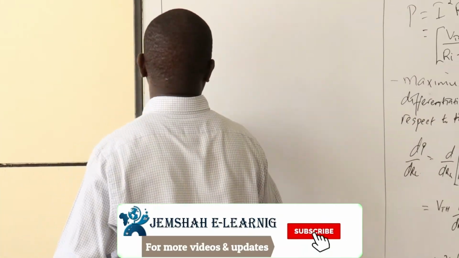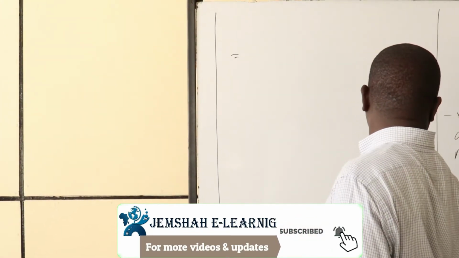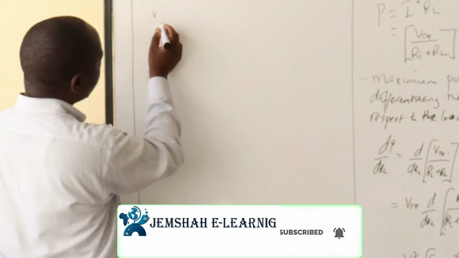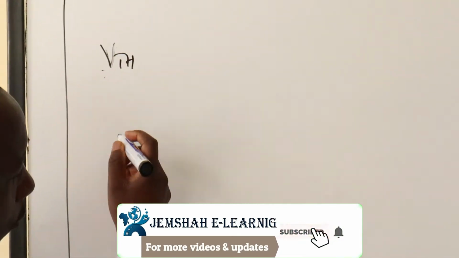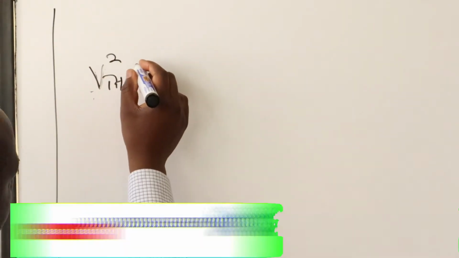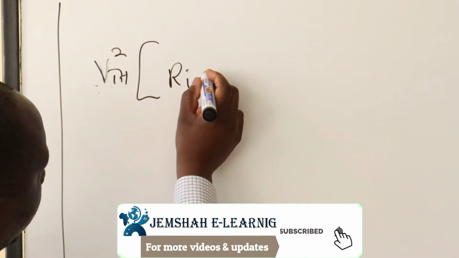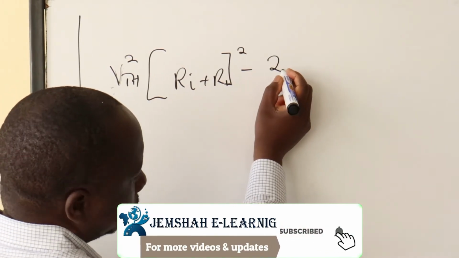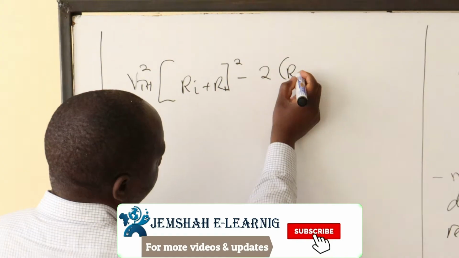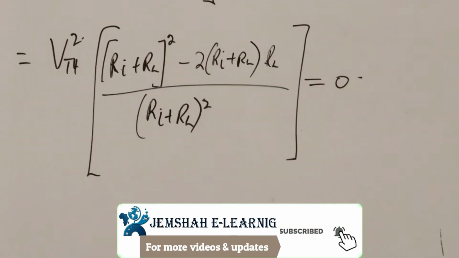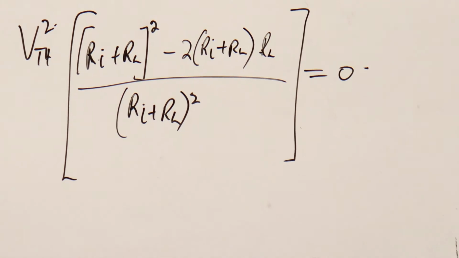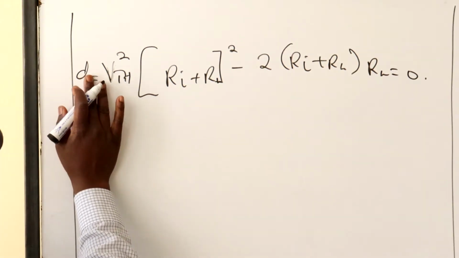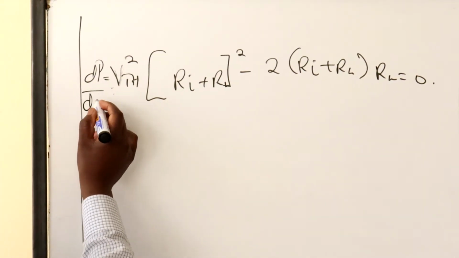When we equate that, we shall have: VTH squared into RI plus RL squared minus 2 into RI plus RL dot RL is supposed to be equal to 0. If you cross multiply, you get 0. And this is what we refer to as dP by dRL.